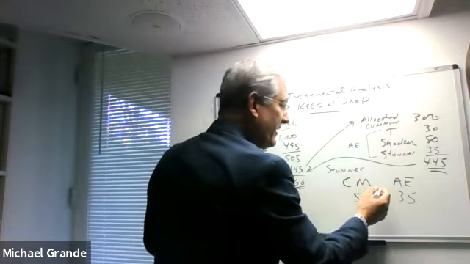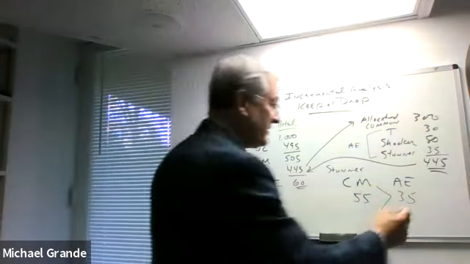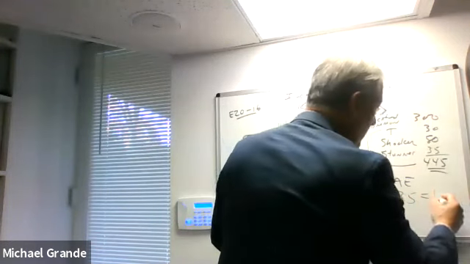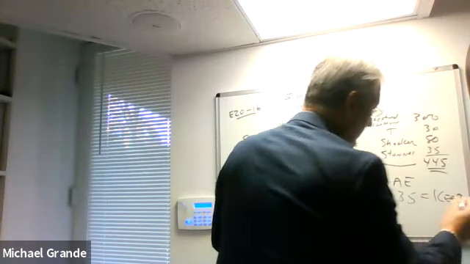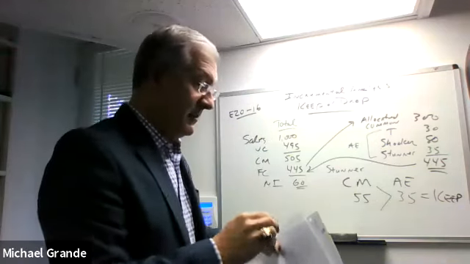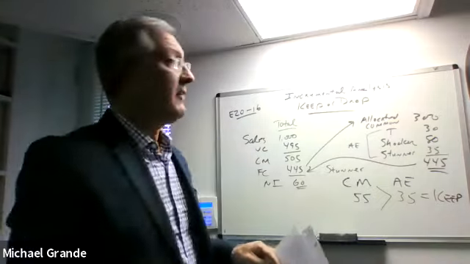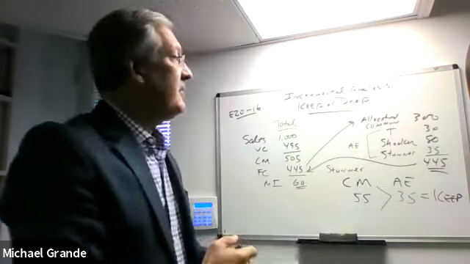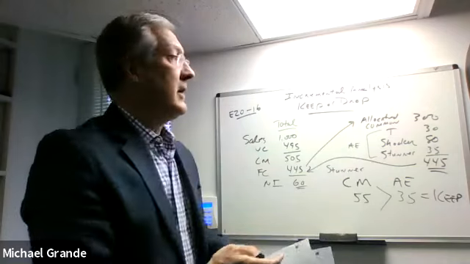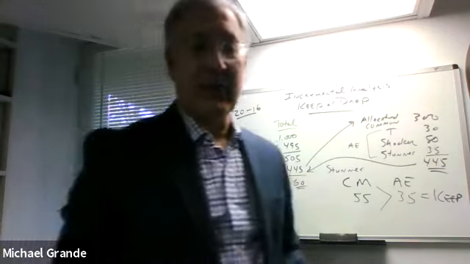So in our scenario, the contribution margin given up is greater than the avoidable expenses. Therefore, you want to keep that division because it's contributing to cover some of that allocated common cost. So those are the problems for keep or drop.